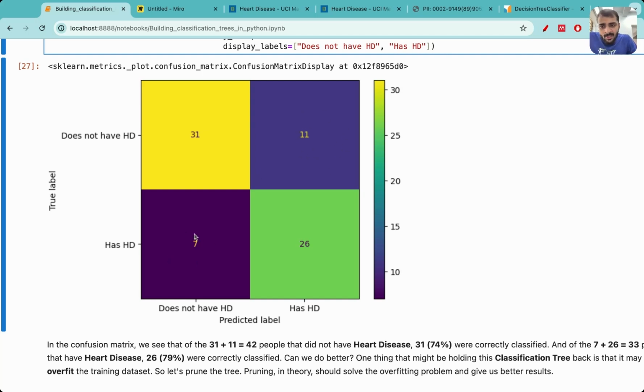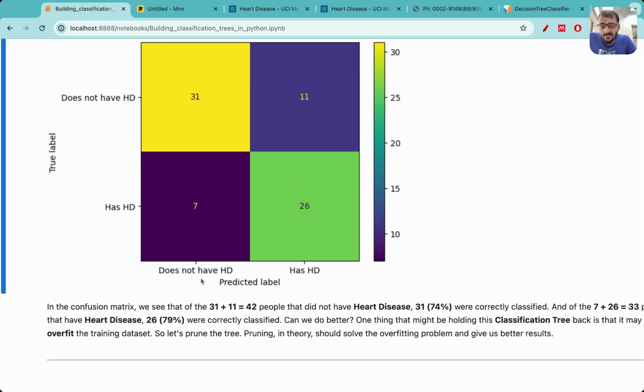And look opposite here to false negative, where the true label is that the person has heart disease, but we have predicted that they do not have heart disease. So there are actually 11 plus 7, which is 18 mistakes which we have made.